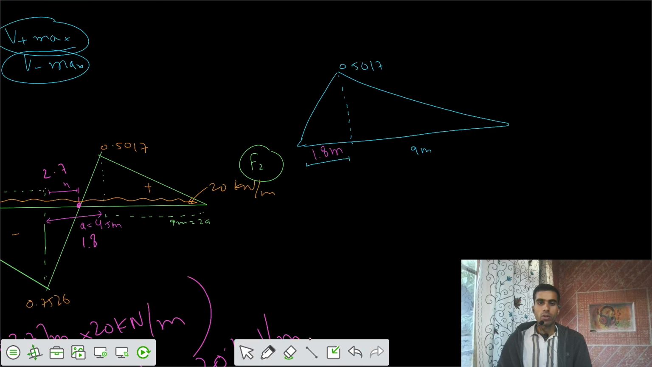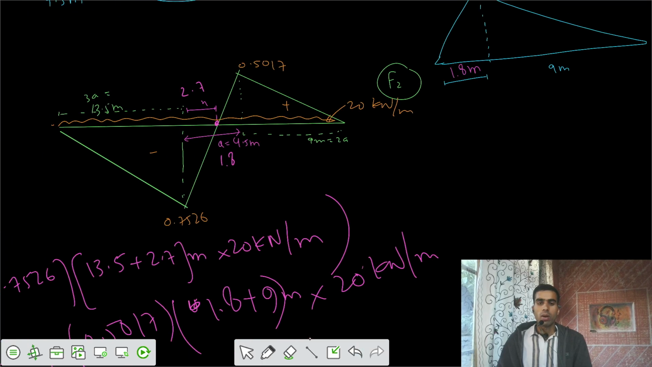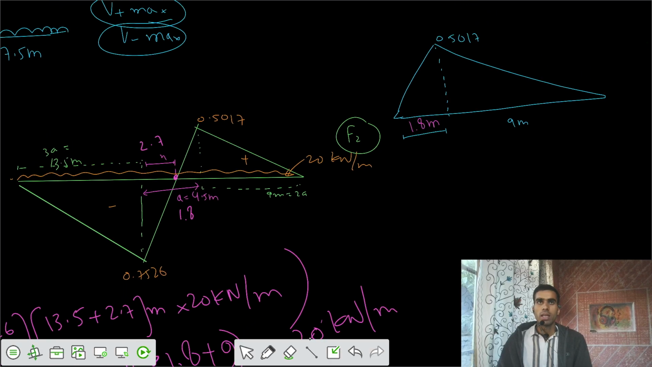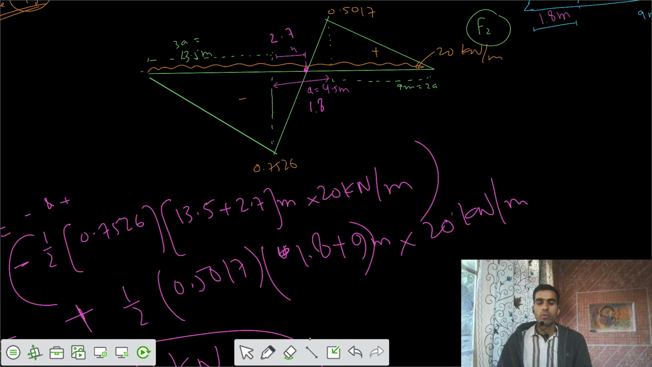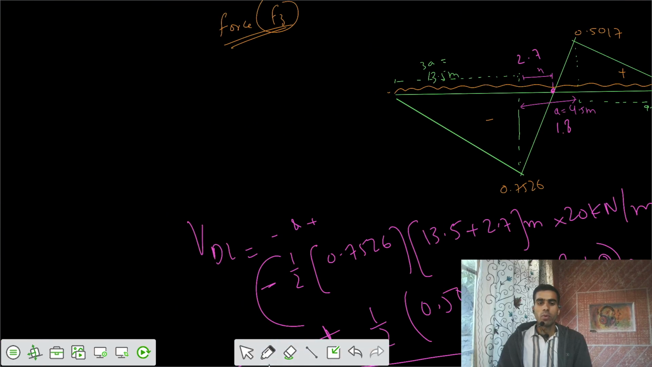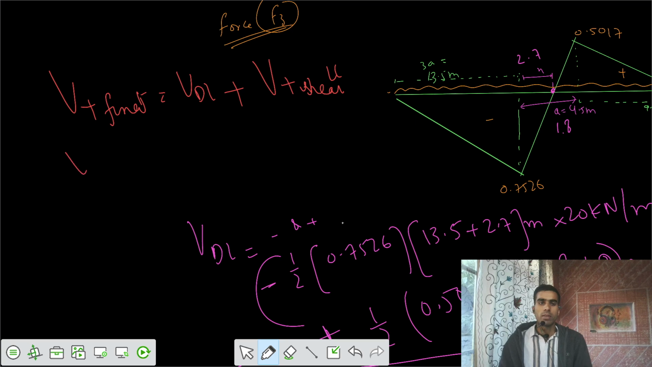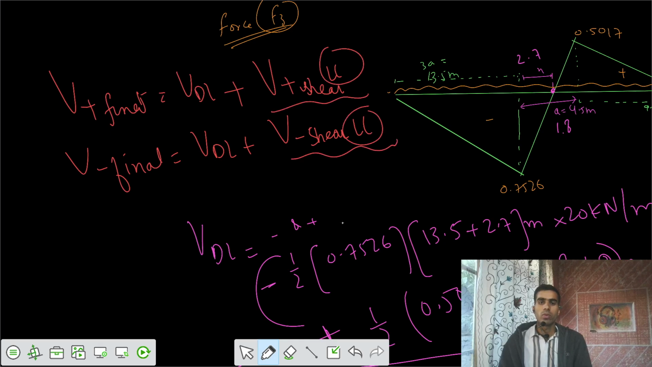Now we have to add the effect of live load also. If you want V positive to be maximum, then V positive final would be equal to V because of dead load plus positive shear because of live load. And similarly, if I want V negative final, that would be equal to V because of dead load plus negative shear because of live load. So I need to get now these two conditions.